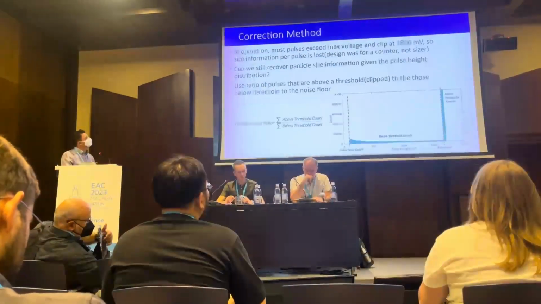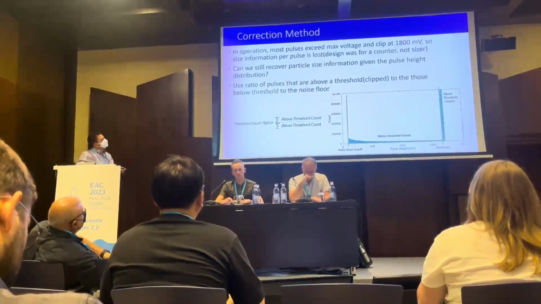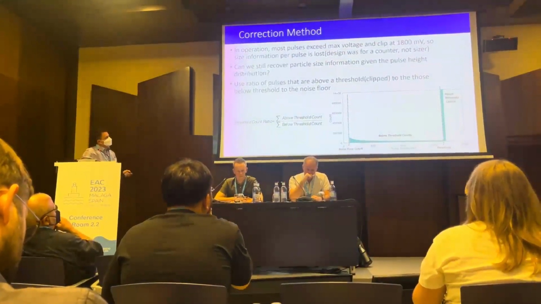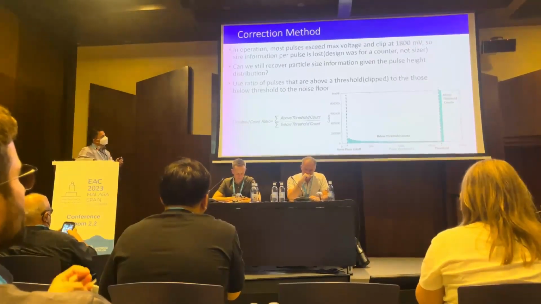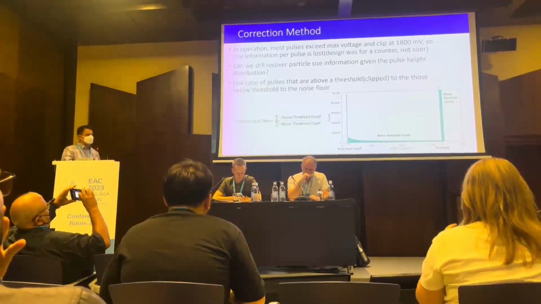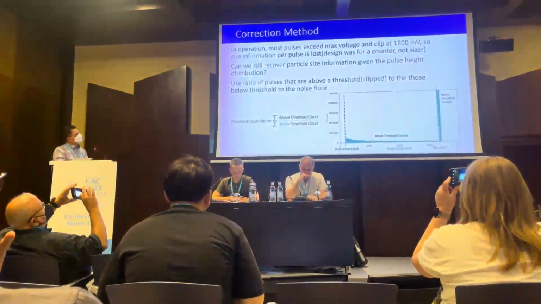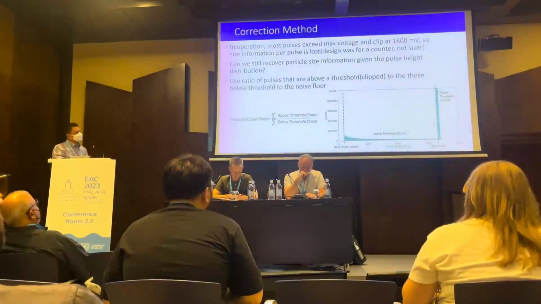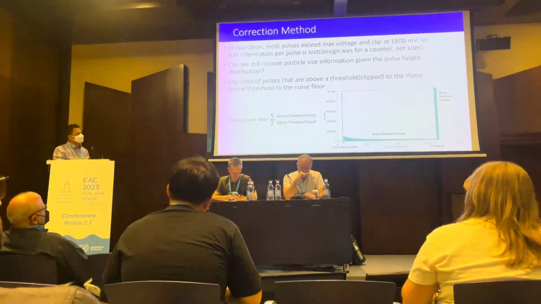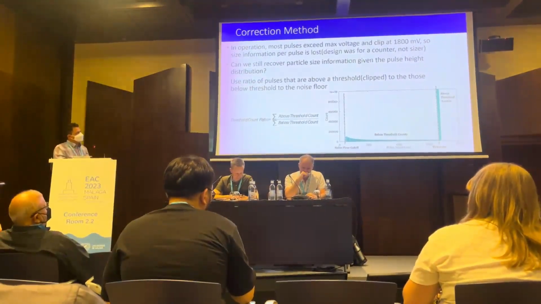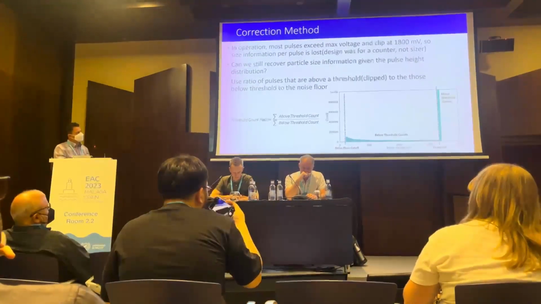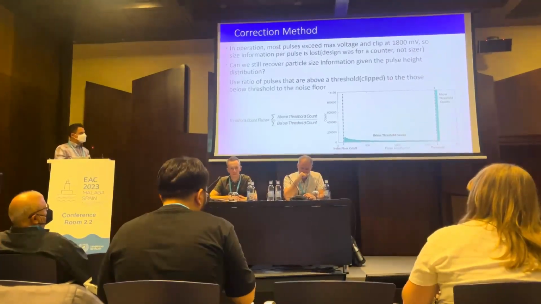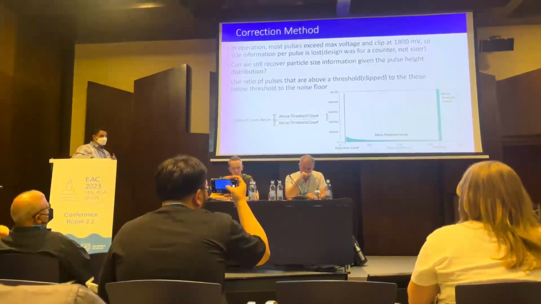So how do we do that? We developed a correction method. In operation, most of the pulses that we have hit the rail voltage. You can't see them, they clip. What we find is that there's enough information in the pulse height distribution to correct for this. So we came up with a threshold count ratio. We basically put in a threshold value and compare the counts above the threshold to the sum of counts from the noise floor to the threshold, which we call below threshold counts. If you use this ratio, there's enough information in this distribution to give you information about particle size.